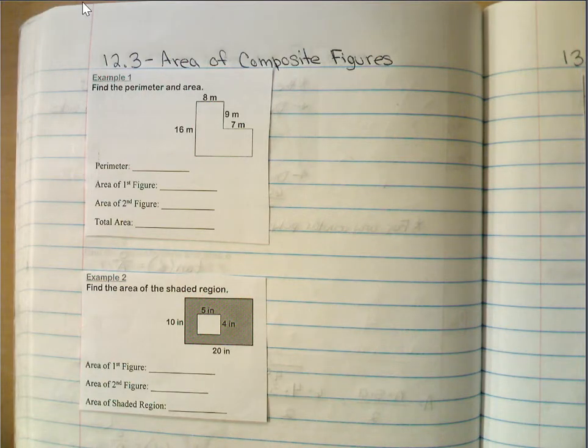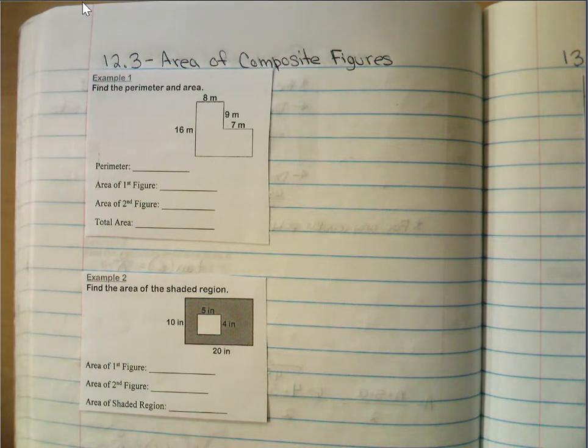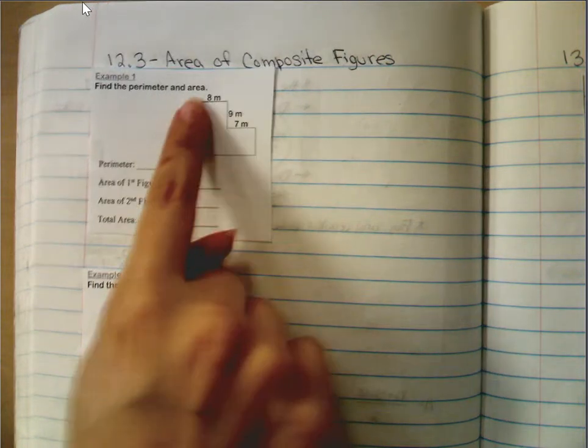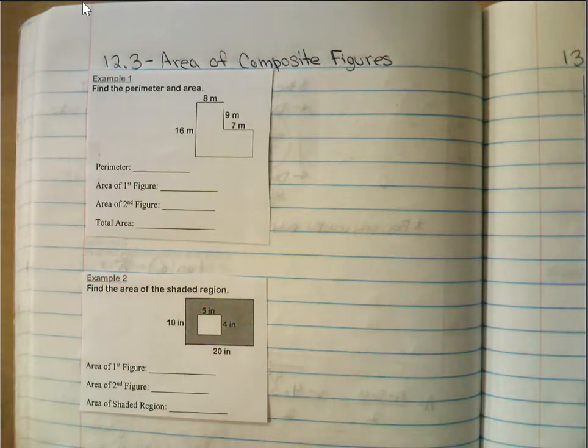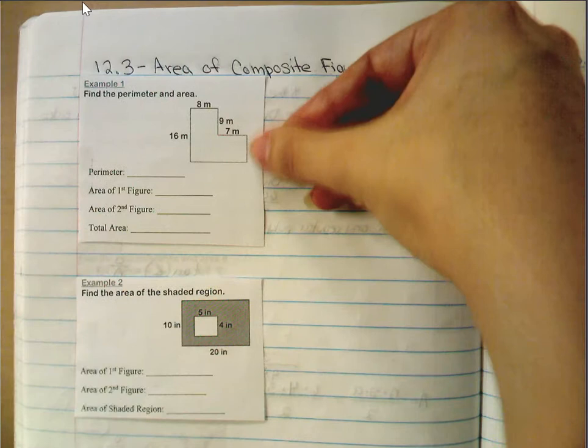Okay, so for this video we're doing section 12.3, which is area for composite figures. And so for this one we are going to be looking at 3 different examples. The first one is asking me to find the perimeter and the area for that shape. And so the first thing I'm going to do is find the perimeter. To find perimeter you have to add up all the sides of your shape. And so right now I'm missing the measurement of this bottom side and then this right side.